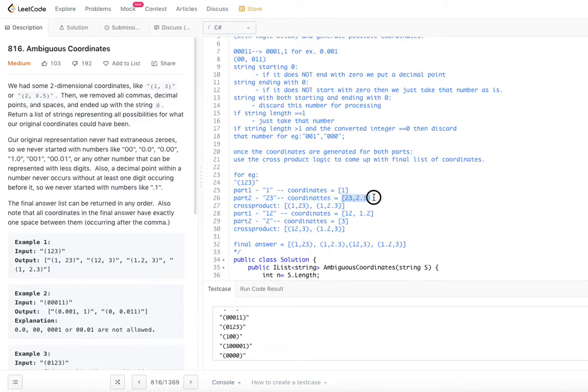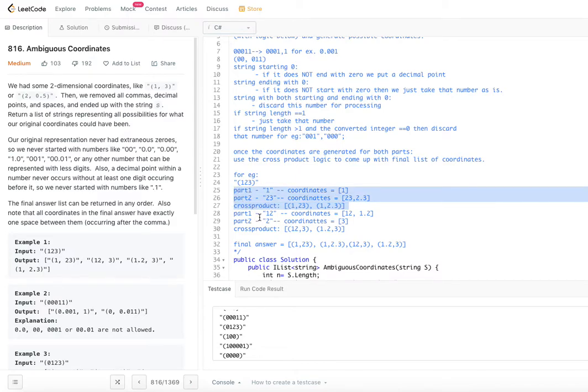So in this case we are going to apply a special algorithm which we will look at in the code. For now let's assume it generates the numbers 23 and 2.3. So for part 1 we have 1, and for part 2 we have 23 and 2.3. We take the cross product: for everything in the coordinates here, we attach the coordinates from here. There is only 1 here, so we get 1 23 and 1 2.3. This is the cross product for this division.